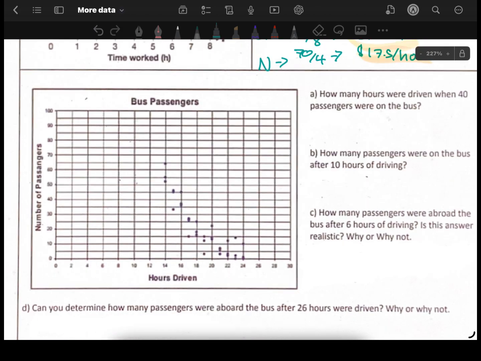Now here's the part where we have a graph that relates bus passengers with number of passengers and the hours driven. It's asking us how many hours were driven when 40 passengers were on the bus. So let's go here. We see that it's 40. We connect it until we reach approximately here, where there's a point right here. It goes down. So that would be 16 hours.